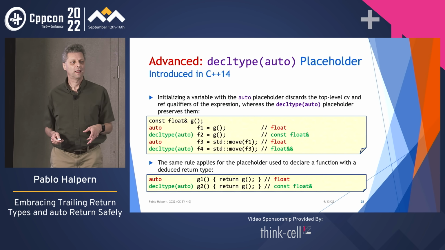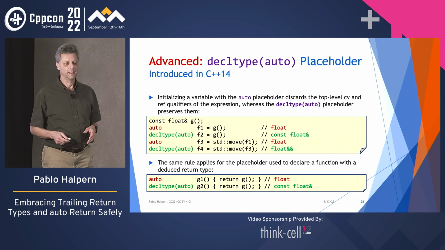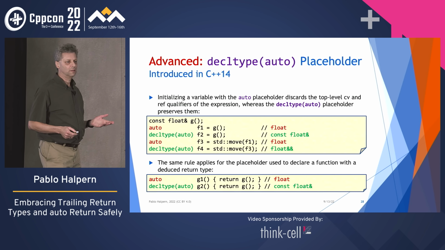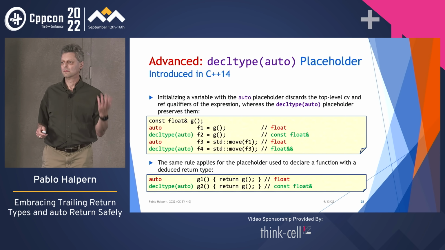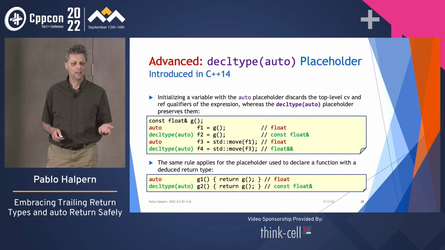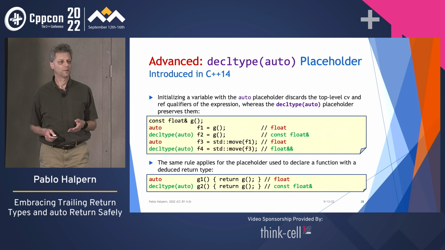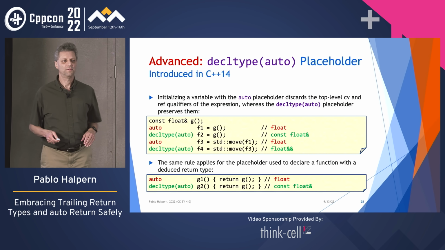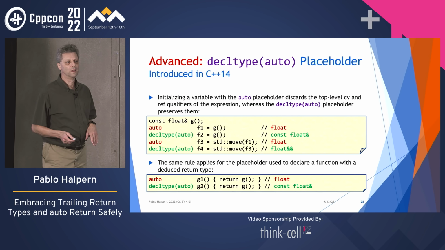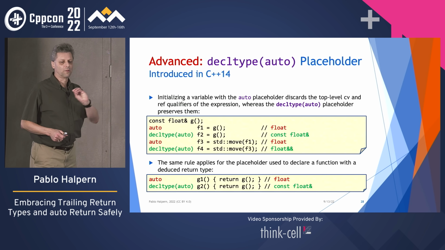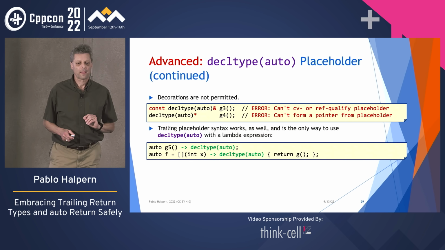So the same rule applies for the deduced return type. If we just say auto, which is usually what we do, then the reference qualifiers and top-level CV qualifiers are discarded. But if we use decltype(auto), they are preserved. And there's a very specific use case for that second case, the decltype(auto) case. So that's a quick introduction to decltype(auto).